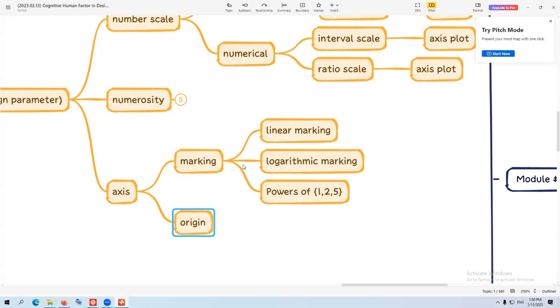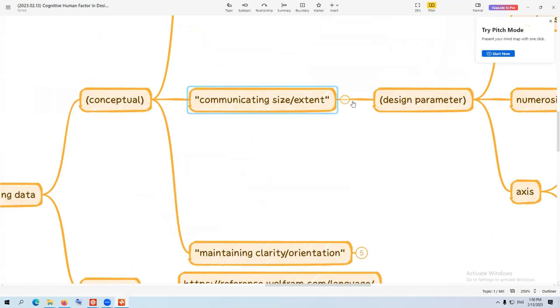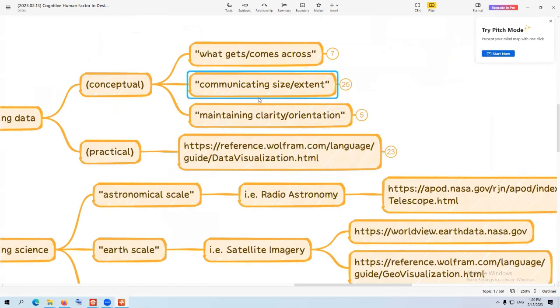So 1, 2, 5 is nice because these are easy numbers to work with, and they roughly correspond to a logarithmic or exponential progression. If I plot 1, 2, 5, 10, 20, 50, 100, 200, 500, that's going to track almost like an exponential function. This is kind of like a checklist if you are a professional. So you try to communicate the size, right?